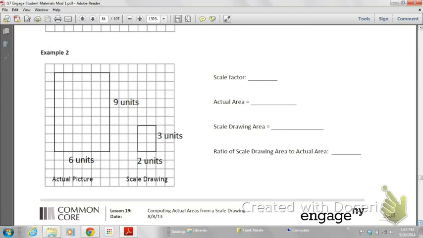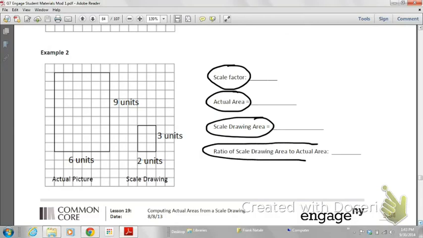Here's example 2. It asks you to do the exact same things. Figure out your scale factor first, actual area, scale drawing area, and then the ratio of scale drawing area to actual area. So if you would pause right here and do that yourself with your parent, teacher, or whomever, and then come back and we'll do it together.